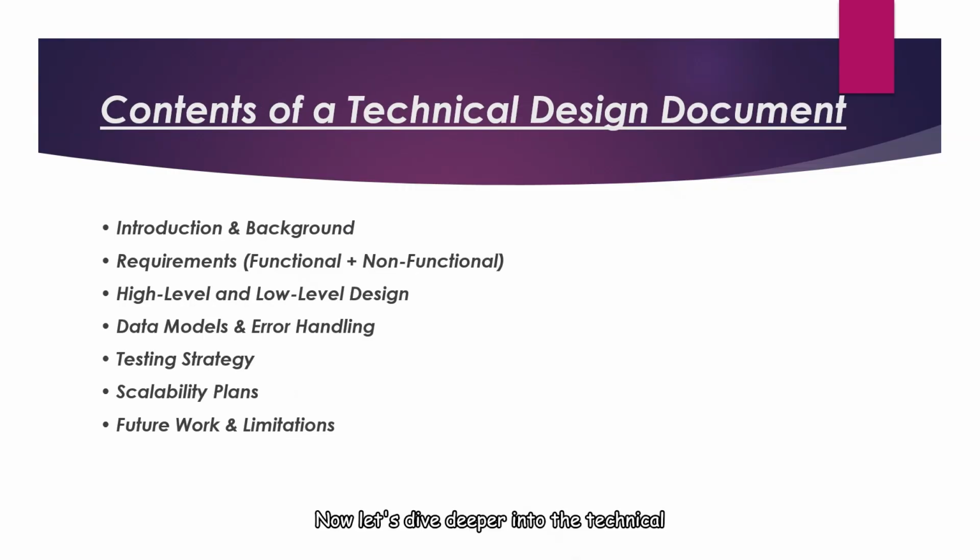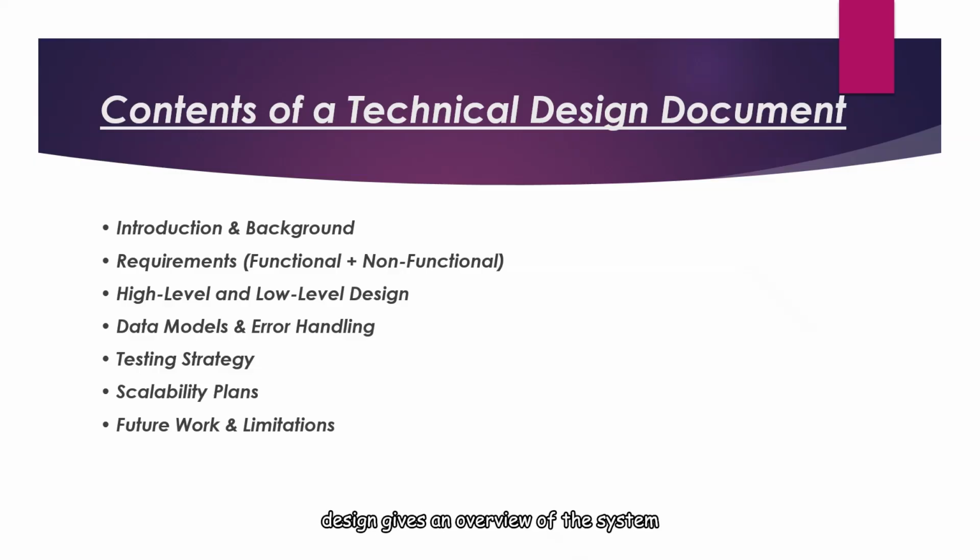Now let's dive deeper into the technical design document itself. A well-organized document includes the following sections: introduction and background. Provide context for the system you are designing. Why does this system matter? What problems does it solve? Requirements. This section should list both functional and non-functional requirements. Functional requirements describe what the system must do, while non-functional requirements address performance, security, and other qualities.